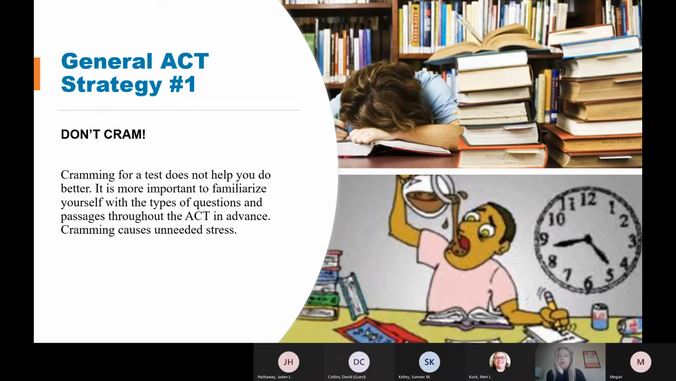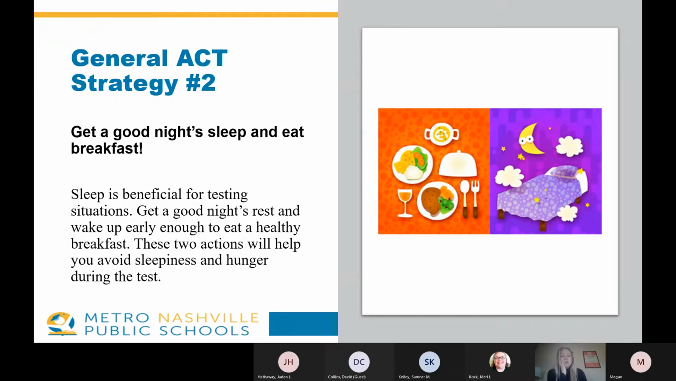General ACT strategy number 2, get a good night's sleep and eat breakfast. You know, having taught school a long time, students show up to my 7 a.m. class and they haven't had breakfast because they say they're not hungry, but then at about 8, they're starving. Make sure you eat breakfast, even if you don't normally eat it. Just something small, because if you don't, you're going to start dragging and get sleepy. So sleep is beneficial too. Make sure you get plenty of sleep. You know, it's not the same for everybody, and have some breakfast so you don't get sleepy or hungry during the test.